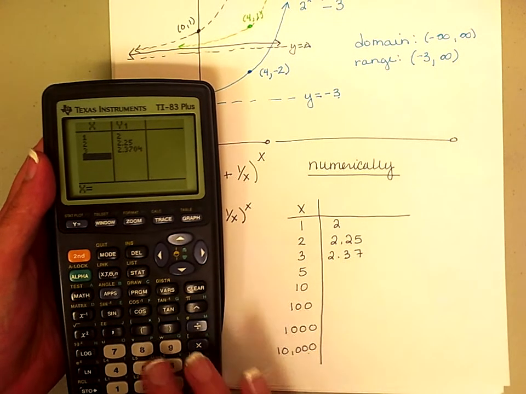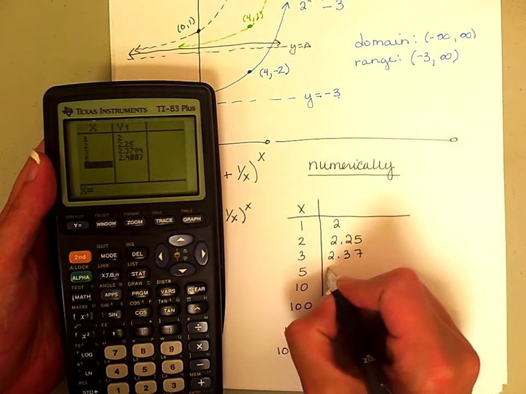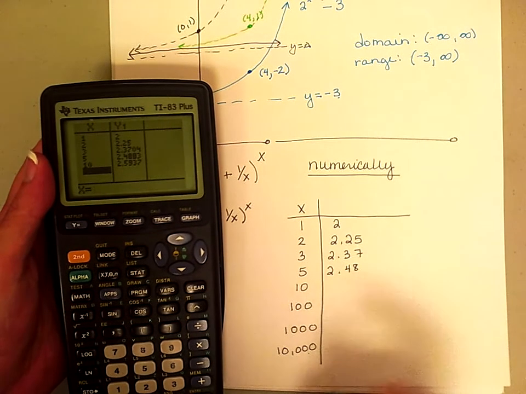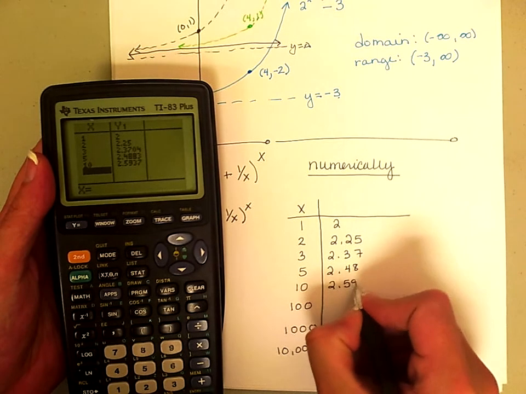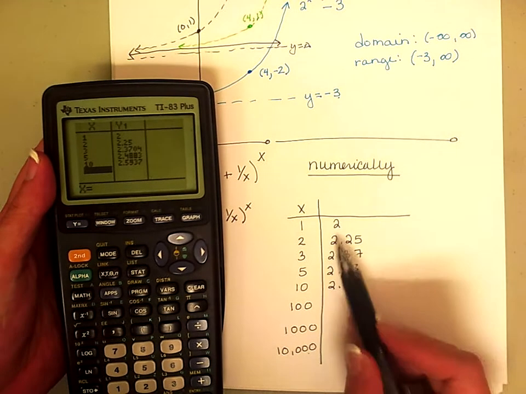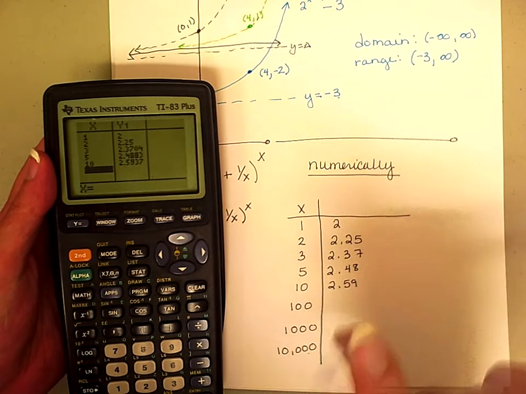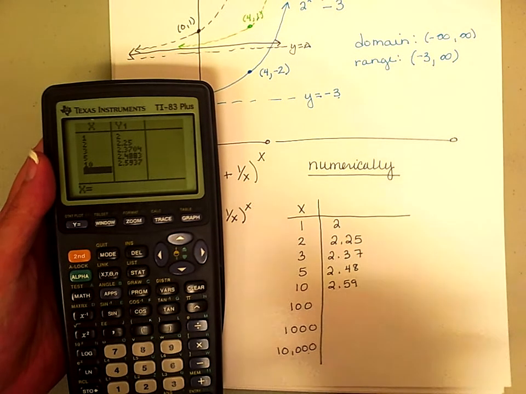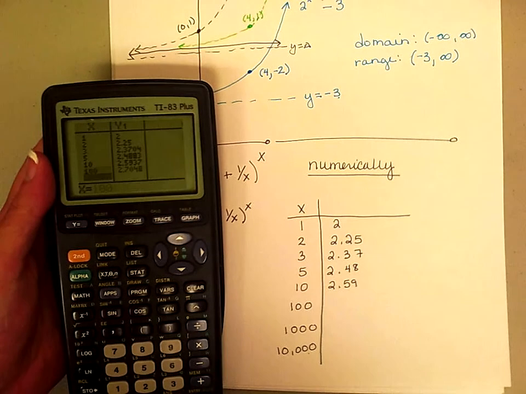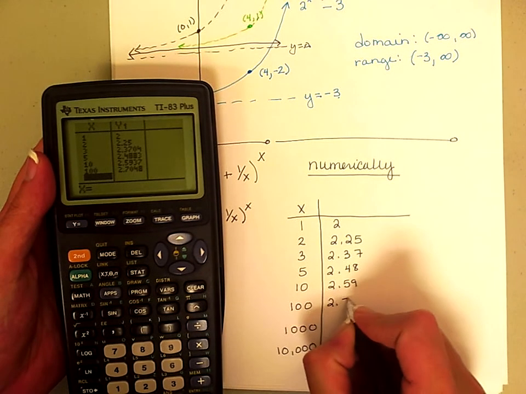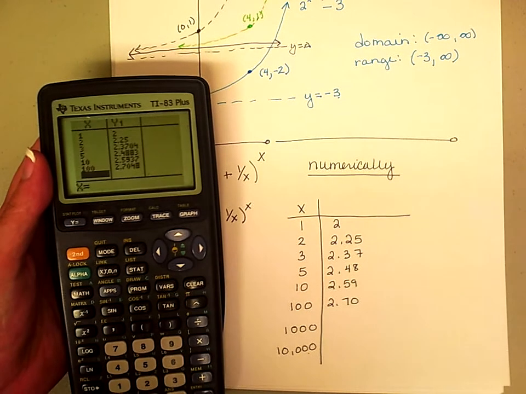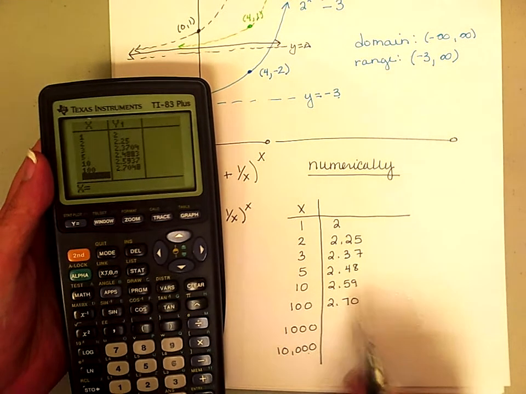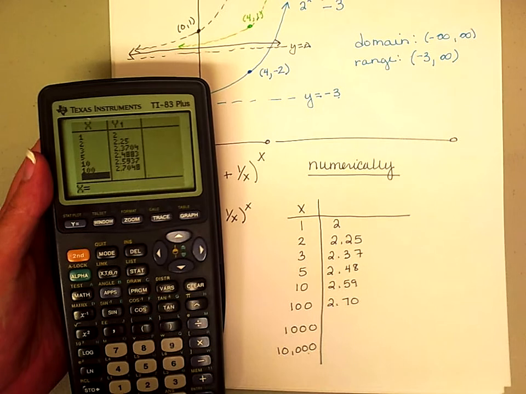So we're not really moving very much further away at 2 or 3. So we might wonder about 5. 2.48. At 10, 2.59. Very much only incrementally smaller, getting larger. It's getting larger in small amounts. Okay, at 100, it's 2.70 approximately. So we've gone a long way in the x and had very little change in the y.